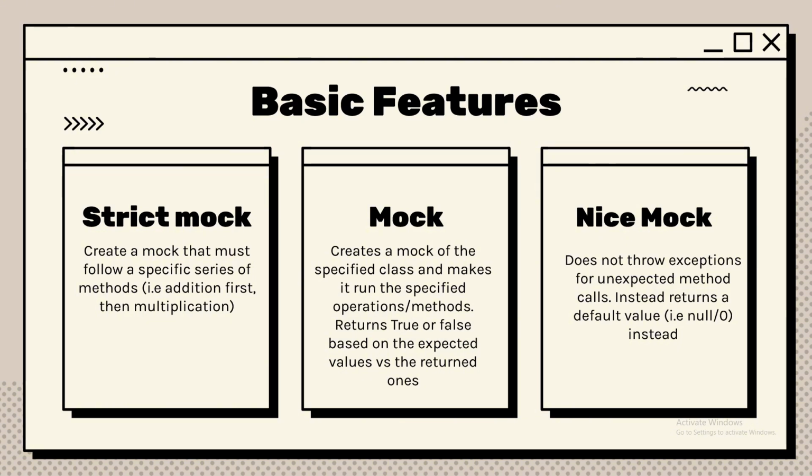Regular mock creates a mock of the specified class and makes it run the specified operations and methods, returning true or false based on the expected values, comparing that to the returned ones. And the nice mock does not throw exceptions for unexpected method calls. Instead, it returns the default value, so null or just 0. This is really helpful when you're testing something that is not that strict and is more lenient, and when you don't want to necessarily write test cases for absolutely everything.